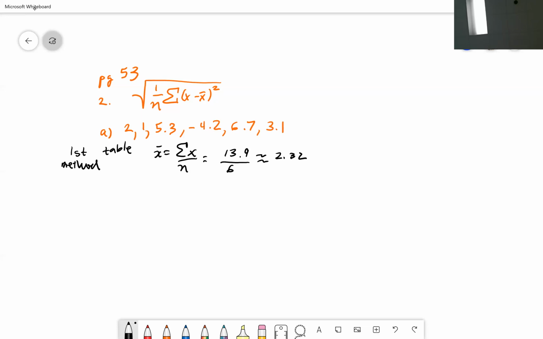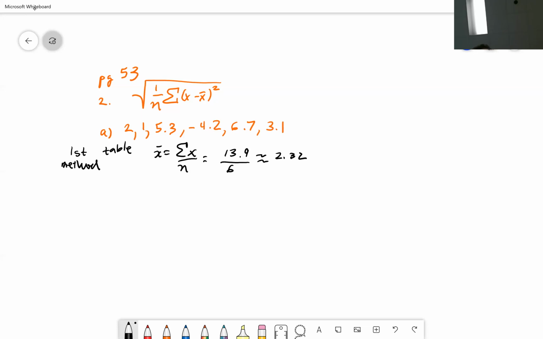What you should do is keep this in memory in your calculator. That way it's more accurate. That's what I would do. In other words, I would keep the actual 2.3166666, forever. It looks like it's going to be forever. I would keep that in my calculator.